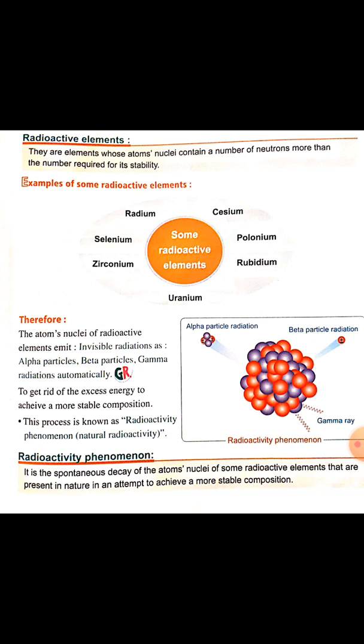And to reach stability, these atoms must radiate invisible radiation, like alpha particles and gamma radiation, spontaneously and automatically, just to get rid of the extra energy to reach what? Stability. And this phenomenon is called the radioactivity phenomenon or natural radioactivity. So natural radioactivity is the spontaneous decay of the atomic nuclei of some radioactive elements present in nature, to achieve a more stable composition.